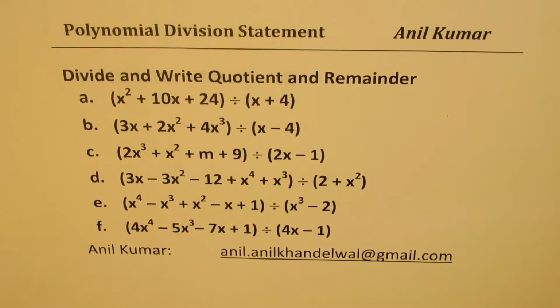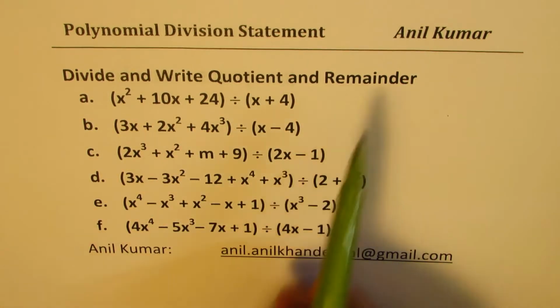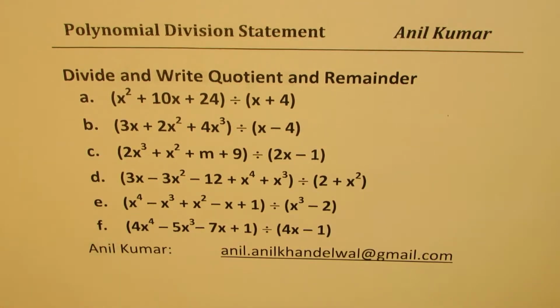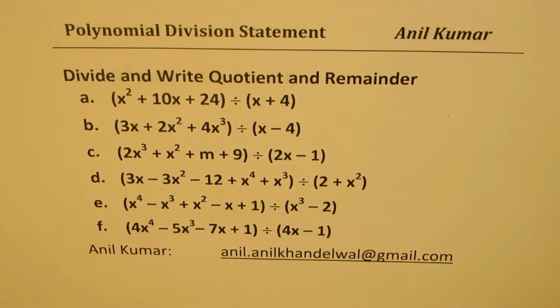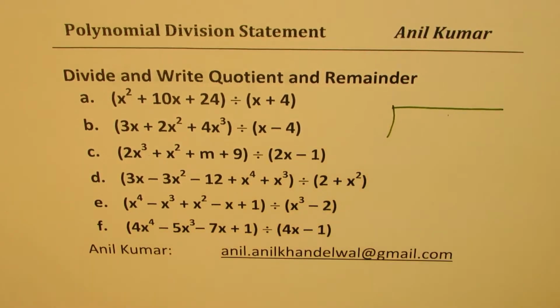So the question really here is to divide and write quotient and remainder. We have 6 examples here which will cover a wide variety, so you will understand how to do long division and get quotient and remainder. Basically we are going to divide the dividend. Whatever comes here is called dividend.